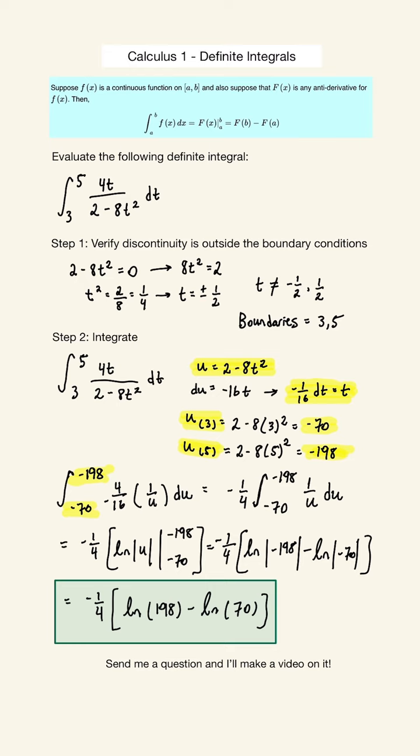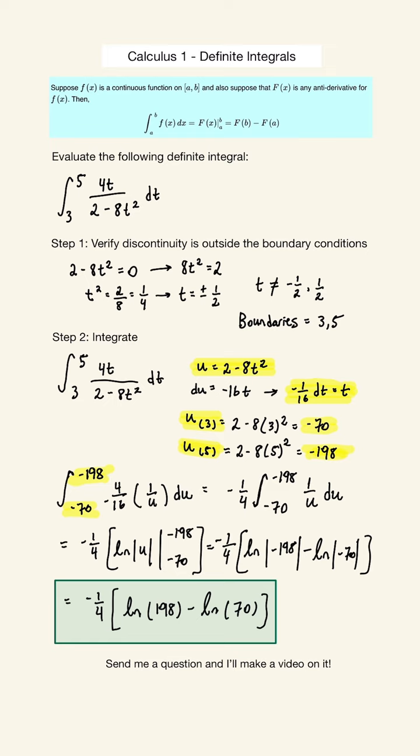So we know that t cannot equal negative 1/2 and 1/2, or else it'll give us a division by zero error. And this is outside of our boundaries, which are 3 and 5. So we know that we can go ahead and take the integral of this example problem. So we'll go ahead and do that.